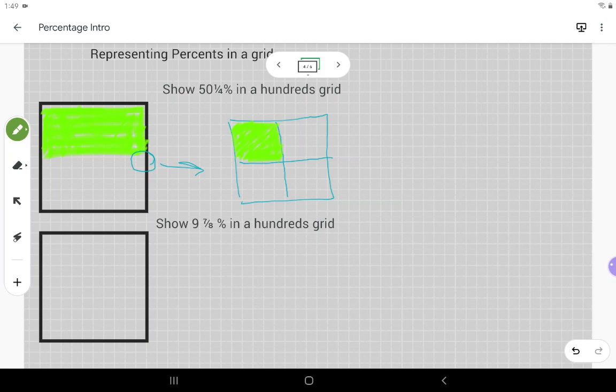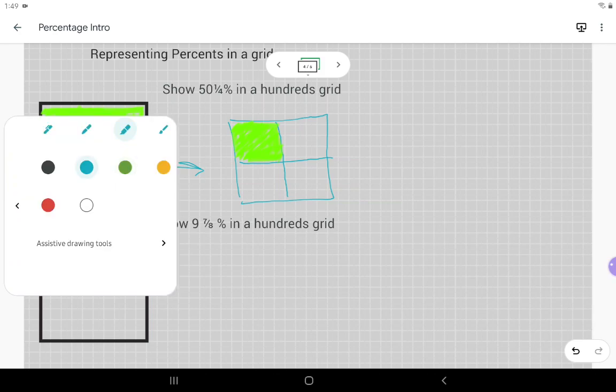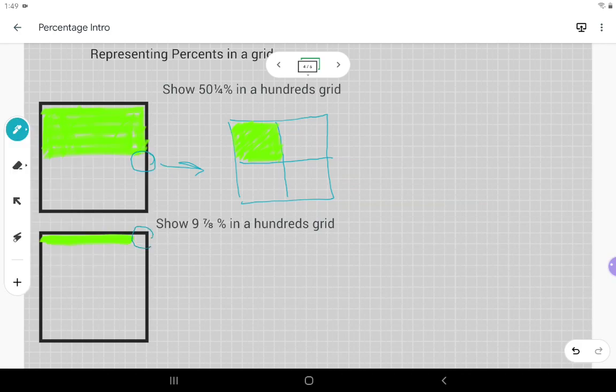Okay. For the next one, 9 and 7/8. Okay, so I got to color in 9 squares fully. 1, 2, 3, 4, 5, 6, 7, 8, 9. And I'll stop just before that 10th one. And on that 10th one, I'm going to zoom in and I'm going to show my 7/8.